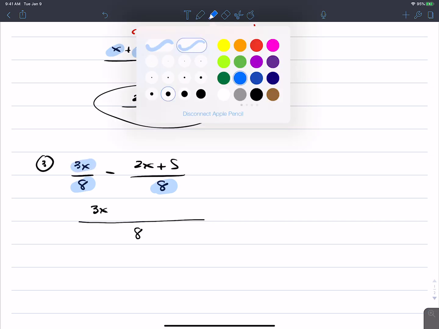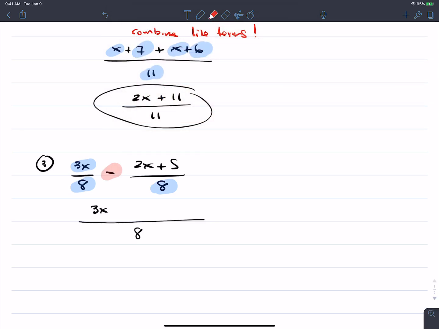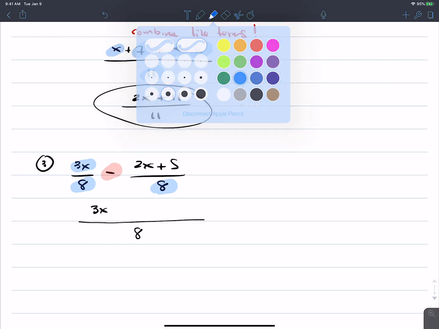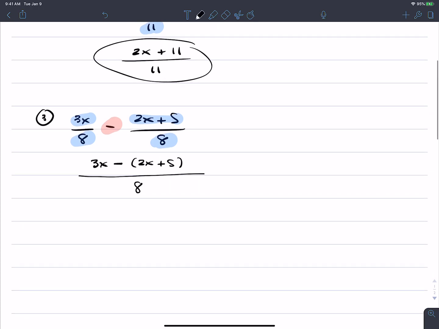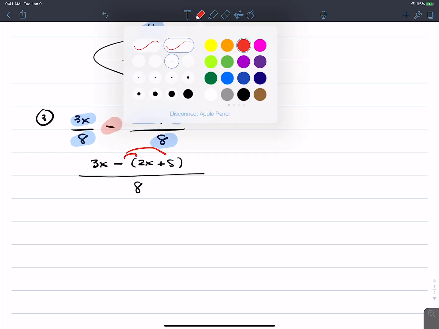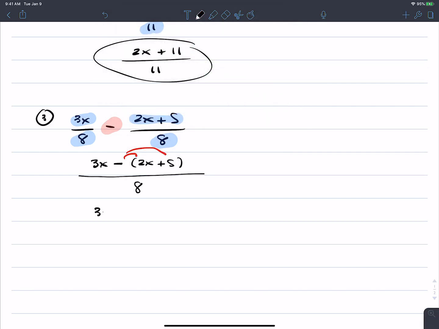And then don't forget, this is subtraction here. So we're going to subtract a sum, 2x plus 5. So this will be minus that sum 2x plus 5. We have to put this in parentheses here. And so, because we are subtracting a sum, we'll need to distribute. And we get 3x minus 2x minus 5 over that 8.